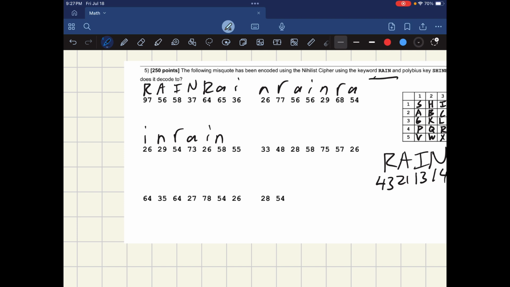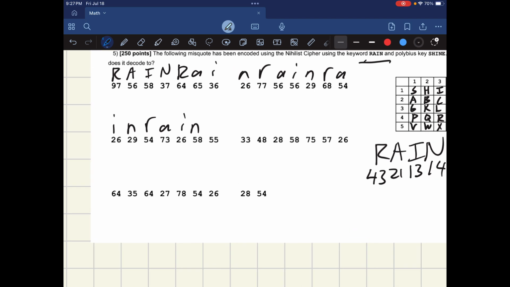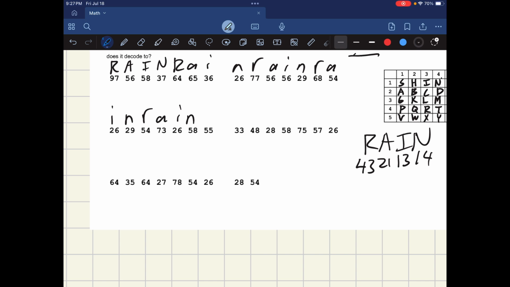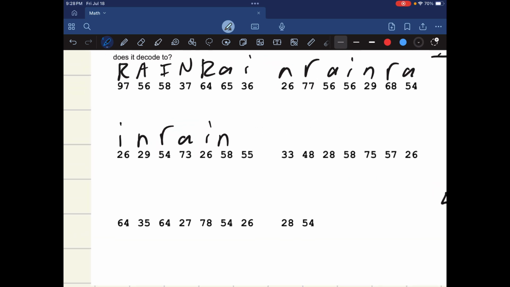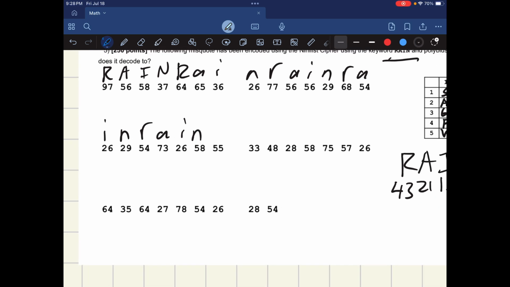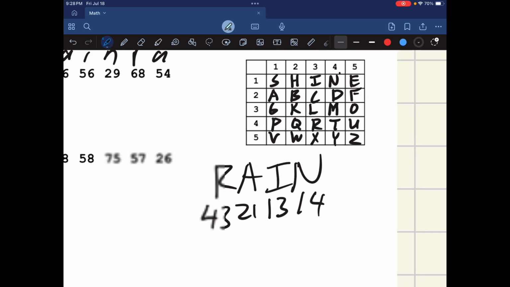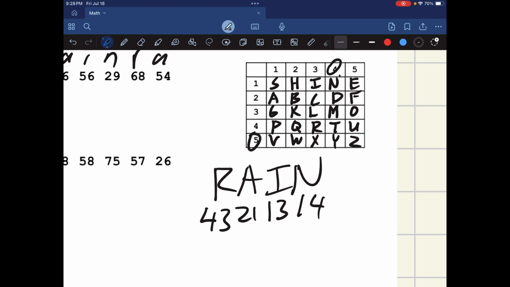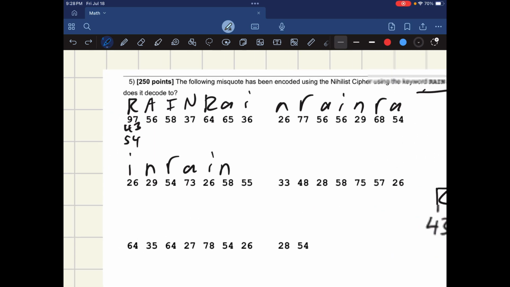And what you do is you take the number from the ciphertext, in this case it would be 97, and then you subtract the number of the keyword. So we have the number 97 in the ciphertext, and our keyword letter is R, which corresponds to 43. If we subtract that, we get 54, and we look back to the Polybius square. 54 corresponds to Y. So Y is going to be our first letter in our answer.